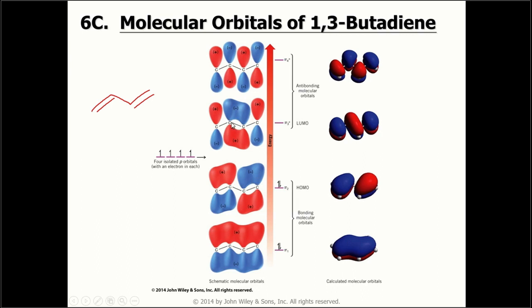Third molecular orbital has 2 nodes. We have an isolated region on the left, a central region, and an isolated region on the right. And then finally, an antibonding orbital with 3 nodes, 4 completely isolated pockets for electrons to live.